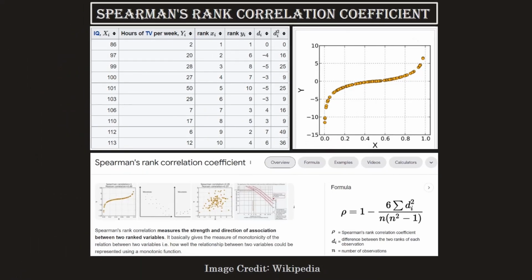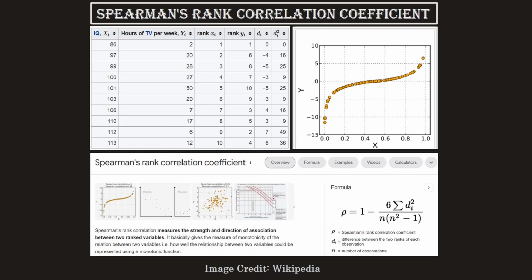Then we have the Spearman's rank correlation coefficient as the next topic, and I have taken this entire figure and explanation from Wikipedia because I found a very nice explanation over there. So I will try to give you a proper breakdown for this, and let's try to understand what exactly a Spearman's rank correlation coefficient is.